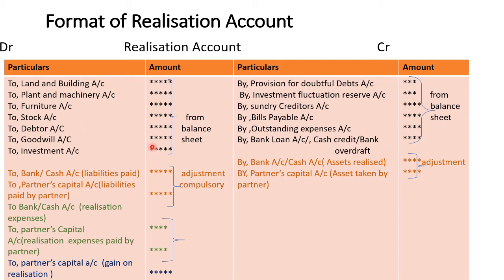Next is that you have to realize the asset by sale. Sale of asset will be recorded, and if asset is taken by the partner, it will be recorded in credit side. Then liabilities paid out will be recorded in debit side, and realization expenses will also be recorded in the debit side. And if it is profit, it will be recorded debit side. If it is loss, it will be recorded in credit side. Now let's solve a problem regarding it.